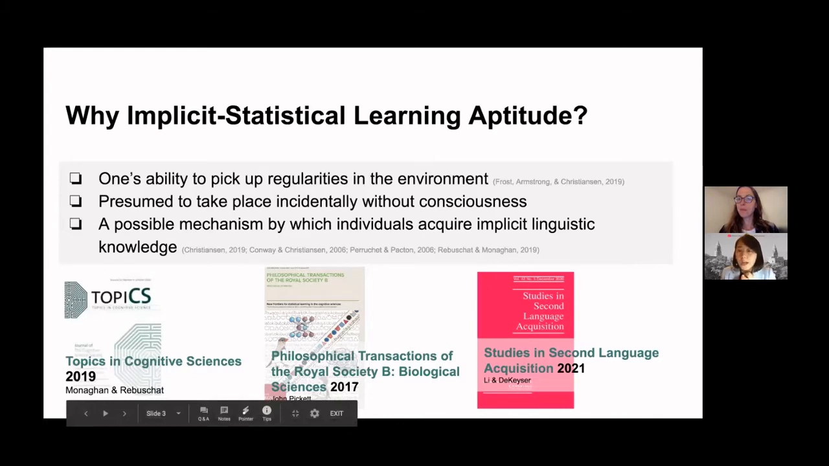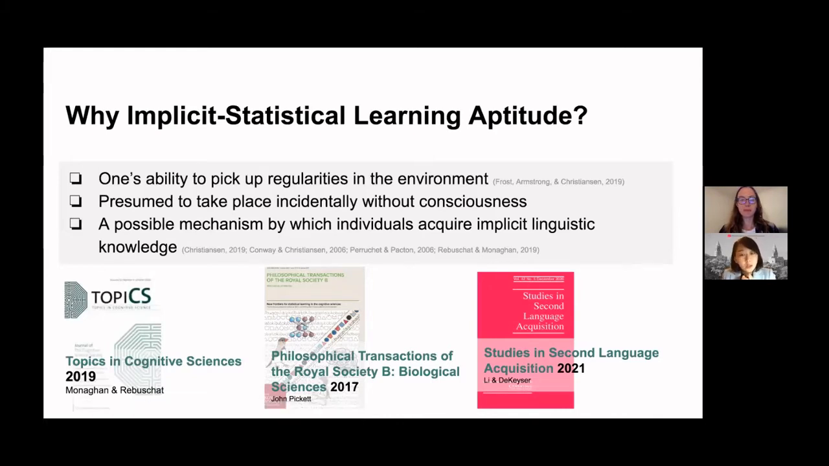Great. So a little bit more about implicit statistical learning aptitude. Implicit statistical learning aptitude is one's ability to pick up regularities in the environment. So for instance, being able to segment word boundaries and also being able to pick up patterns in artificial languages. And this implicit statistical learning aptitude is presumed to take place incidentally without consciousness, so without intention to learn and without awareness of the regularities that are hidden underneath the stimuli.